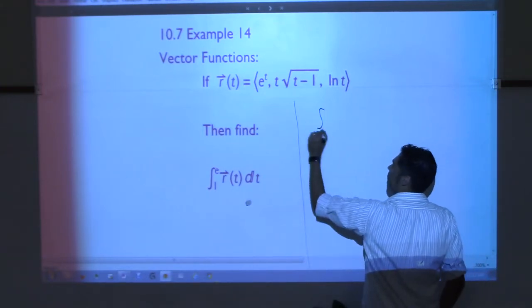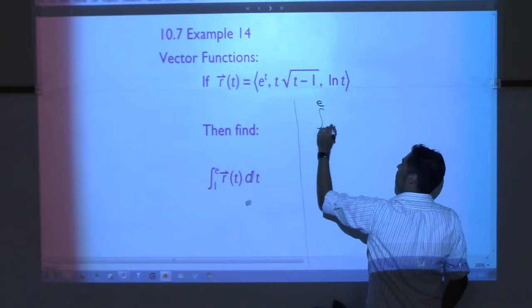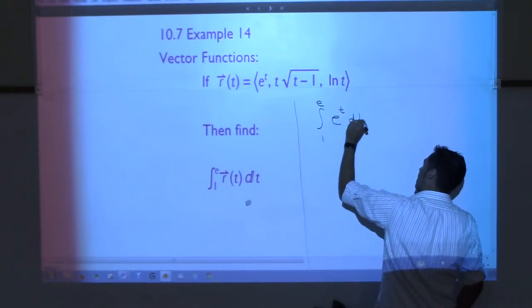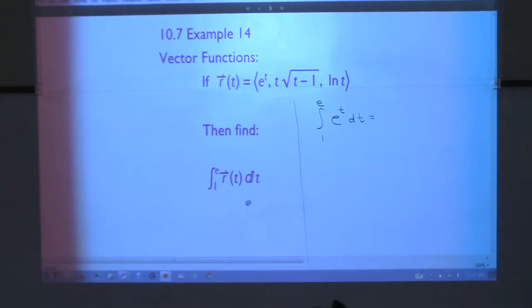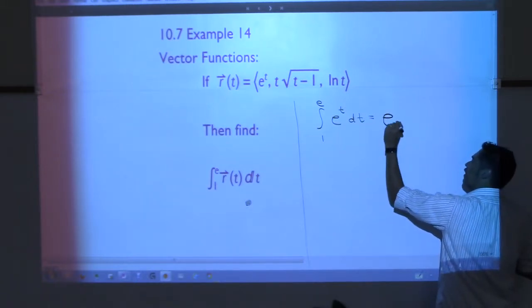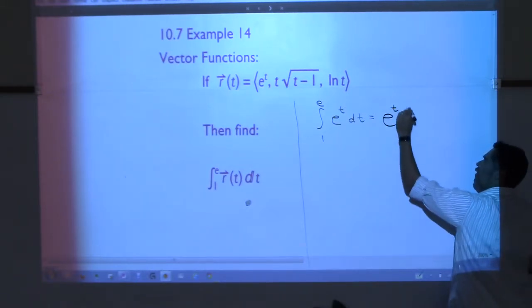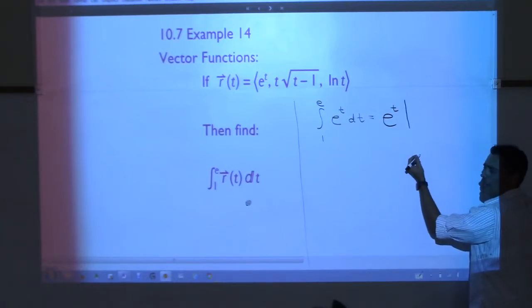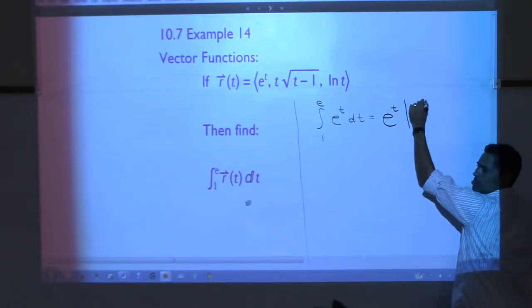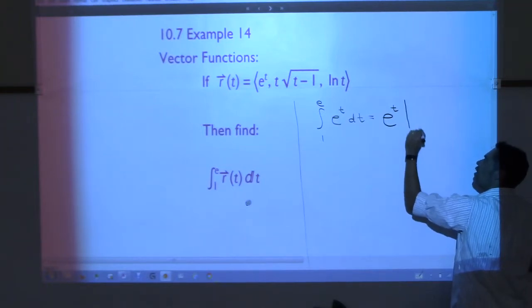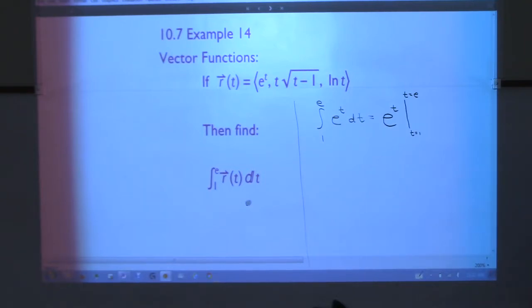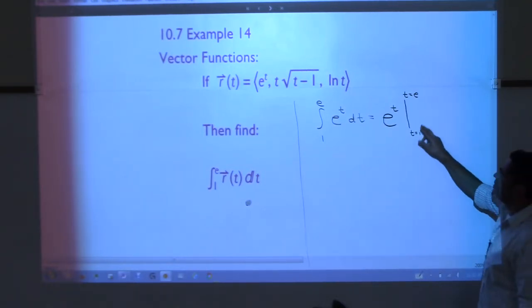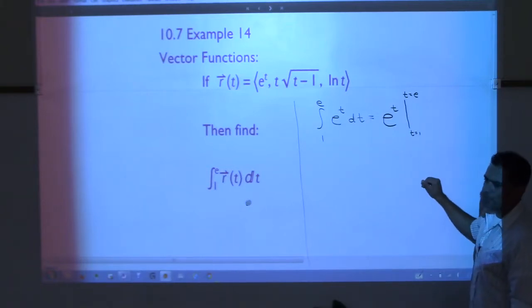I need to do the integral from 1 to e of e to the t dt. Let me do that one first. What's the antiderivative of e to the t? Itself, right? So the notation that hopefully you use also is you write e to the t, then this bar, and then you put 1 and e there. Sometimes you'll do t equals 1, t equals e. It just depends on your background.